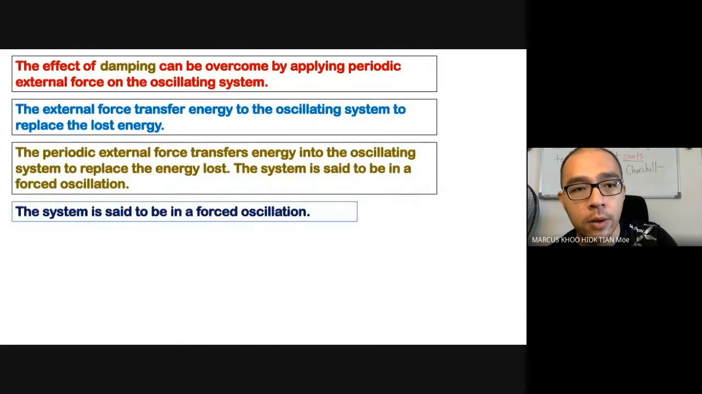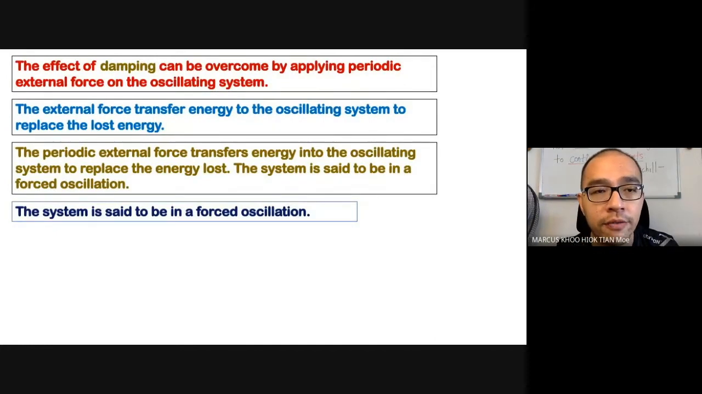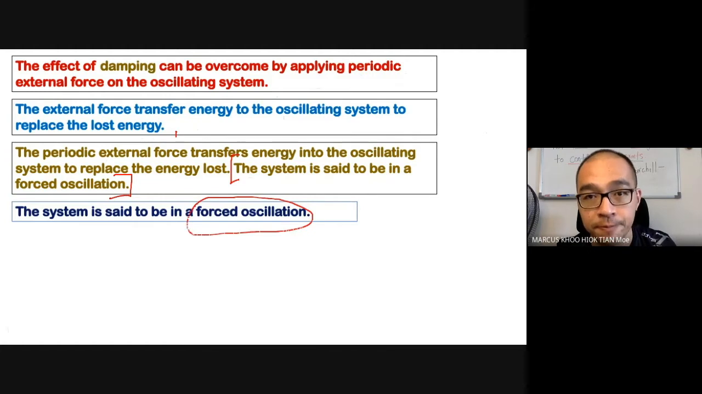All right, now let's talk about this one. The effect of damping can be overcome by applying a periodic external force on the oscillating system. The external force transfers energy to the oscillating system to replace the lost energy. All this we've covered. Now, when you have to give it a force, we call this situation a forced oscillation. Another new word for us to learn.